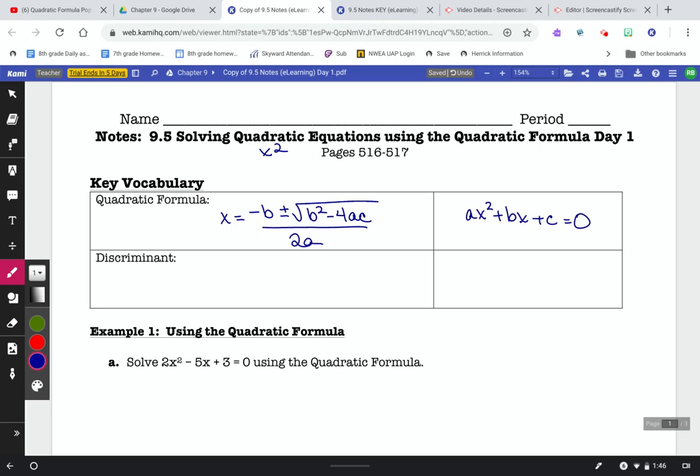The other thing we're going to address in these notes is the discriminant. The discriminant is the radicand in this formula. So it's just going to be b squared minus 4ac. And the discriminant is used to tell you how many solutions there are.